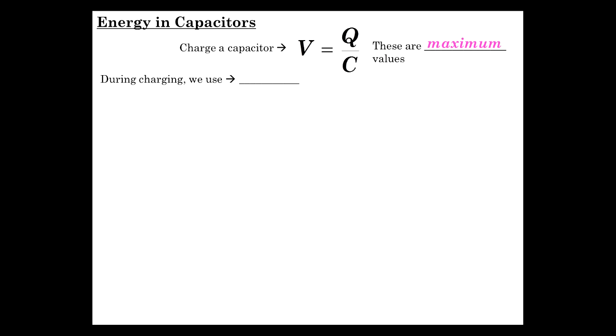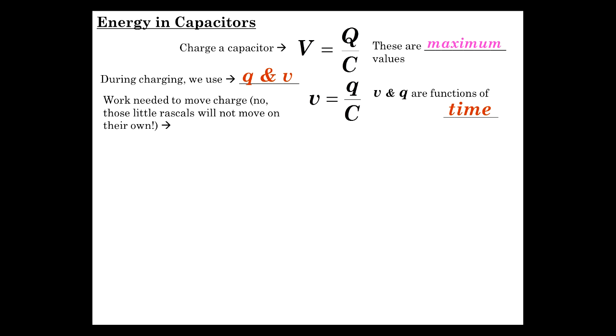Now, while it's charging, this isn't an instantaneous process. While it's charging, we use little q and little v, such that little v, the intermediate voltage, is intermediate charge over the capacitance. So v and q are functions of time. They're not maximum values immediately. This is a time-dependent process, and it takes work to move those charges onto the capacitor plates. Sure it does. If you take a positive charge and move it onto a positive plate, it's resisting that. They're repelling. So they don't want to go there on their own.